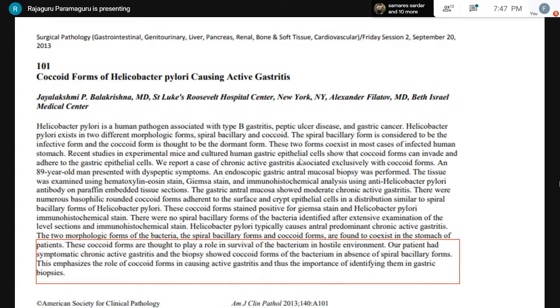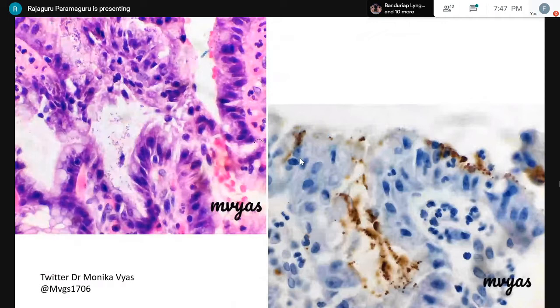But this paper has shown that even these coccoid forms can result in chronic active gastritis. So it is important to find these, but it is very difficult. Without immunohistochemistry, I don't think I'll be able to report a coccoid form of H. pylori without the normal curved bacilli or the spiral bacilli.